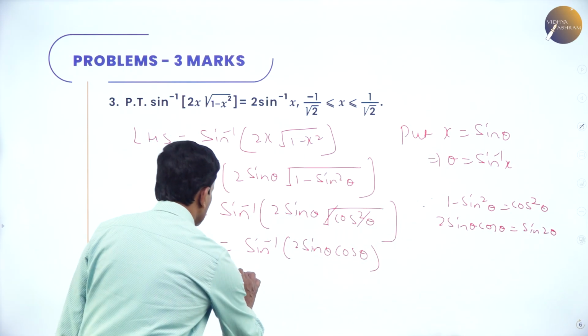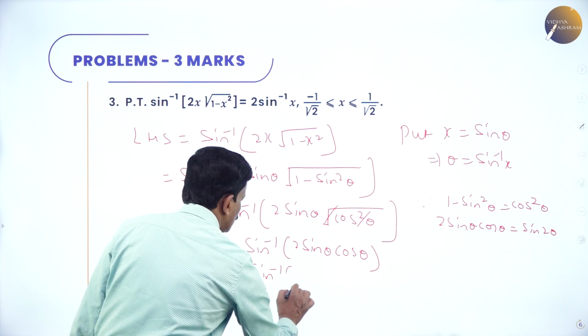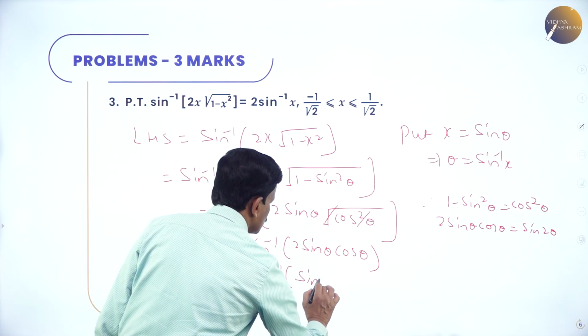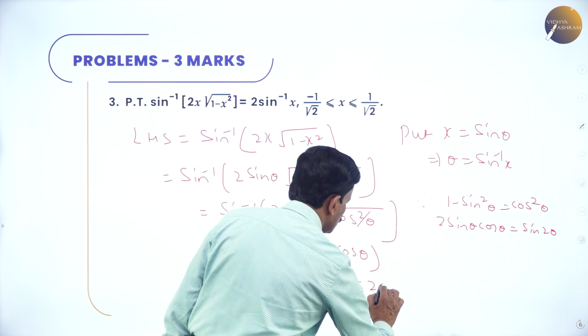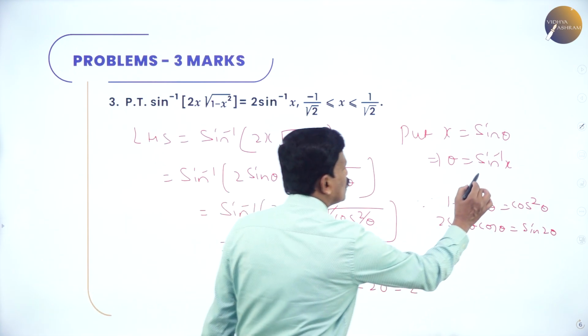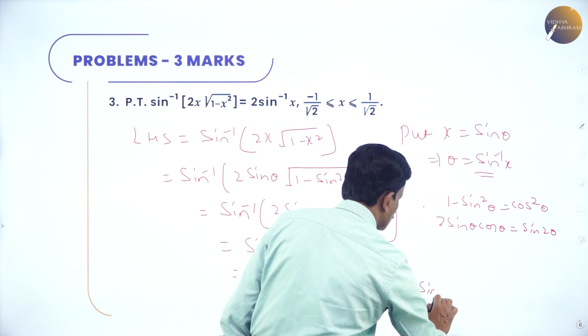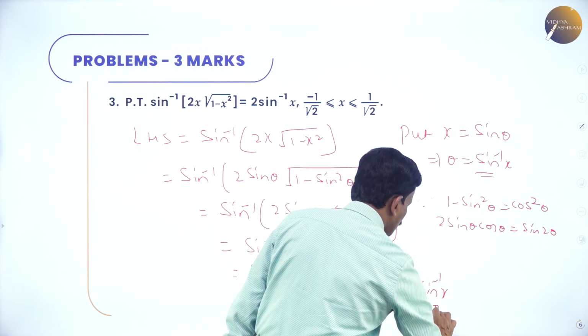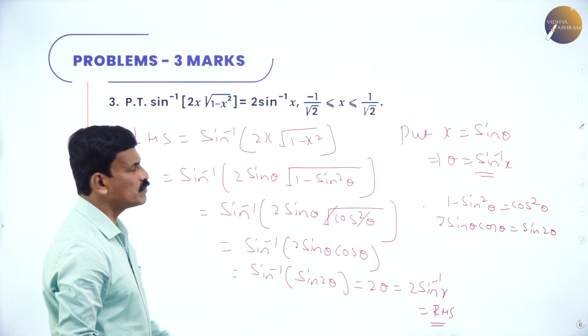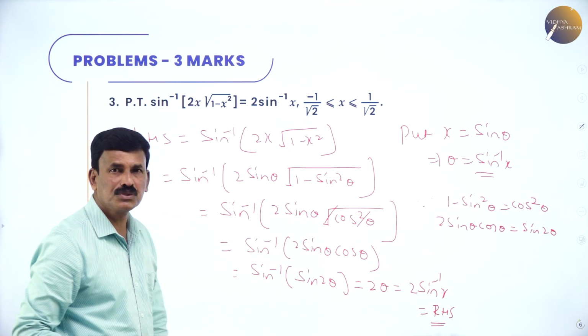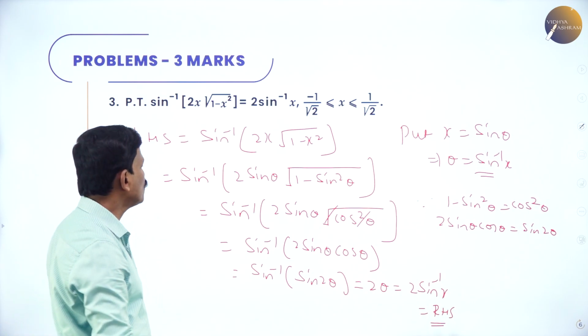Multiple angles. So this is sin inverse of 2 sin theta cos theta, which is nothing but sin 2 theta. Sin inverse sin gets cancelled. That's equal to 2 theta. 2 into what is theta here? Sin inverse of x, which is the required RHS. That's it. See, 2 sin inverse 2x by root of 1 minus x square is equal to 2 sin inverse of x. Very important for problem.